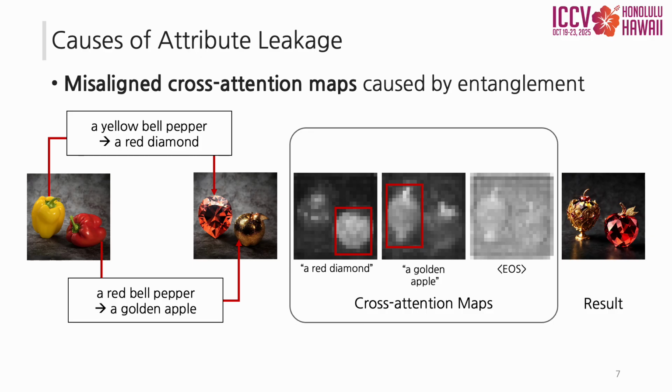For instance, when editing a yellow bell pepper to a red diamond and a red bell pepper to a golden apple, visualizing the cross-attention maps shows that activations don't align with the intended targets. Instead, the model focuses on the wrong regions, resulting in severe target internal leakage. Therefore, to eliminate this leakage, we must disentangle embeddings and align cross-attention maps.